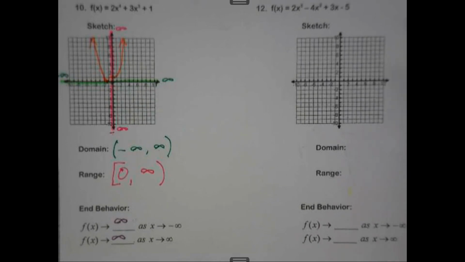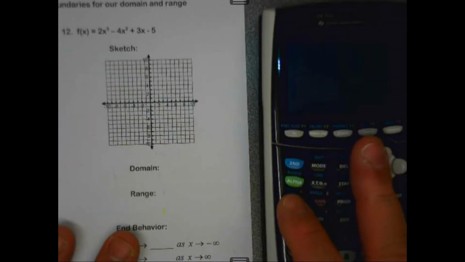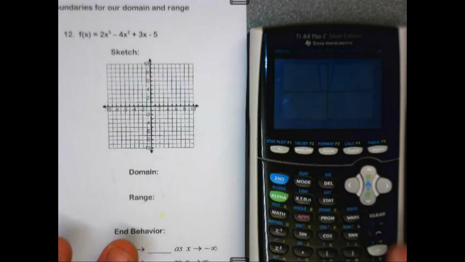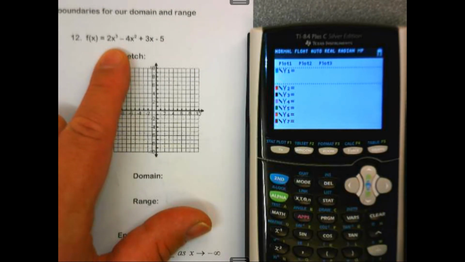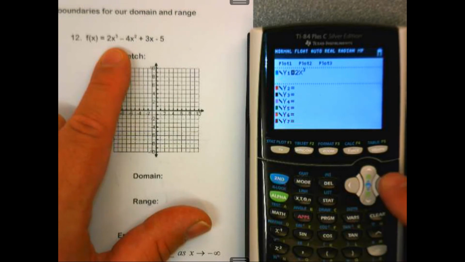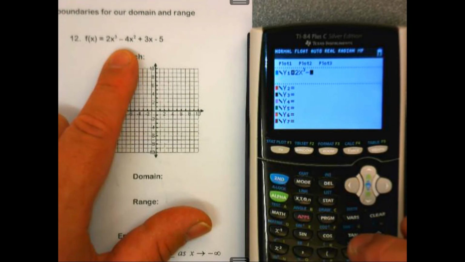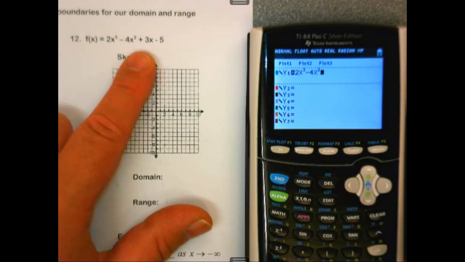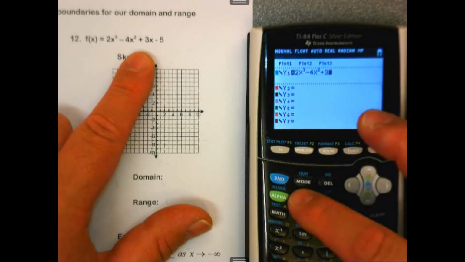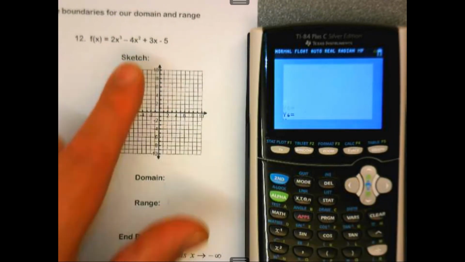I'm going to do another example, number 12. Okay, first thing I'm going to do, put my polynomial function in there. 2x raised to the third. This time I'm not going to forget to get out of the exponent. Minus 4x squared plus x minus 5. Graph it.